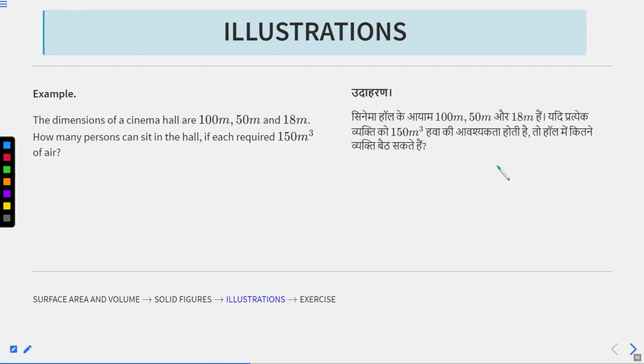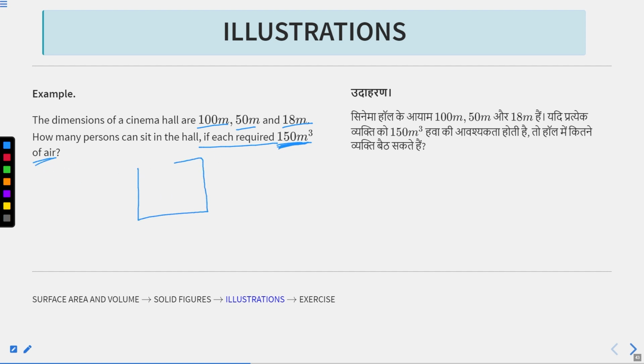The first question says, if the dimensions of a cinema hall are 100 meter, 50 meter and 18 meter, how many persons can sit in the hall, if each person requires this much of air? We know if a cinema hall is empty, it contains a lot of air. So for this we have to find out how much air it contains. In order to find that, we need volume.